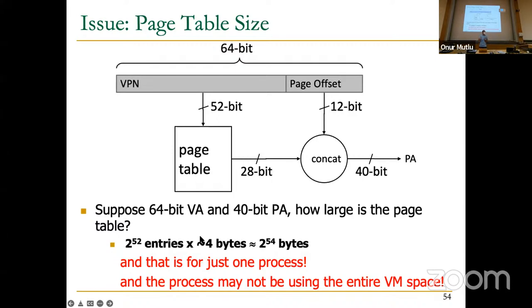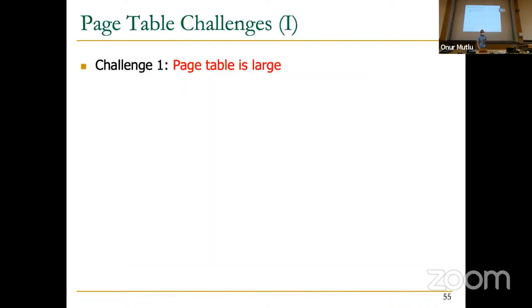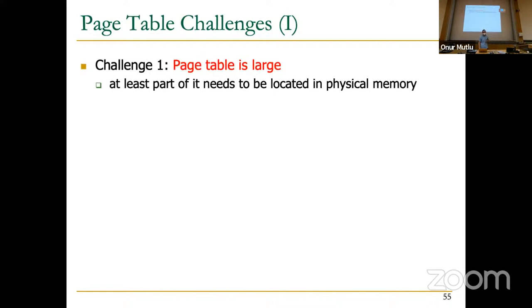If you have a monolithic page table, not only is its physical memory size large, but assume that somehow you fit it in physical memory, by magic, you're still wasting a lot of it. Most of the valid bits in there are going to be 0, because your program is not going to use your whole virtual memory address space. So that's the first challenge: the page table is large, and at least part of it needs to be located in physical memory.